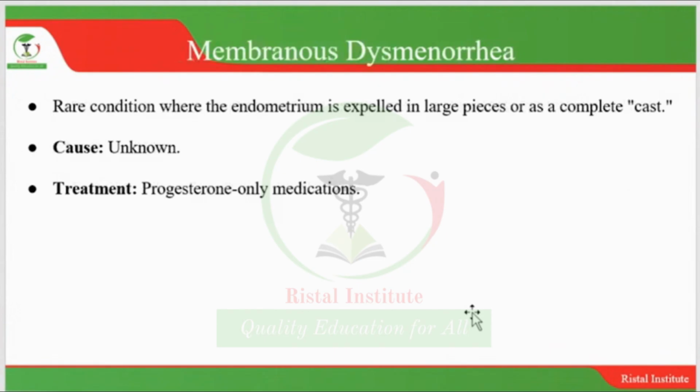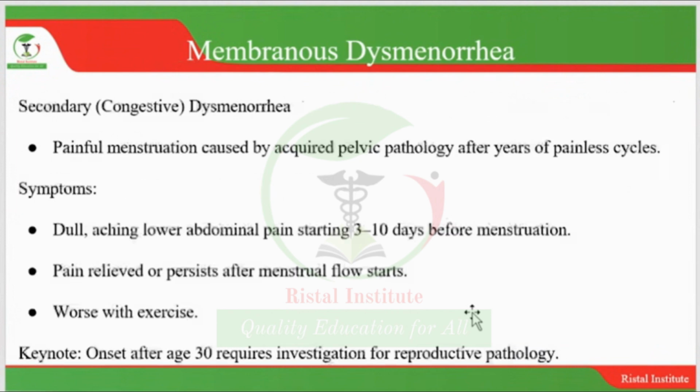Membranous dysmenorrhea. This is a rare condition where the endometrium is expelled in large pieces or as a complete cast. The cause is unknown, and the treatment can be progesterone-only medications that can help. Secondary or congestive dysmenorrhea. This is a painful menstruation caused by acquired pelvic pathology after years of painless cycles. So the woman can go into menopause and stay for several months or several years. Then all of a sudden she starts feeling painful menstruation during her periods. So this is what is termed as secondary or congestive dysmenorrhea.